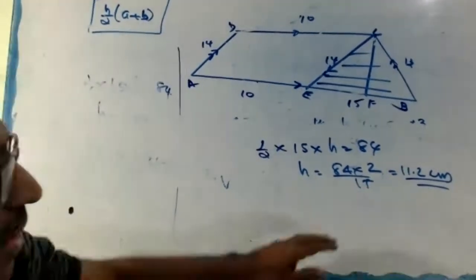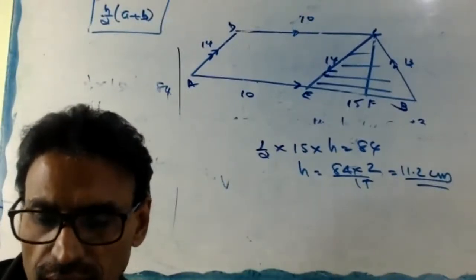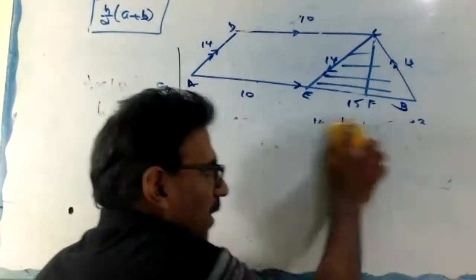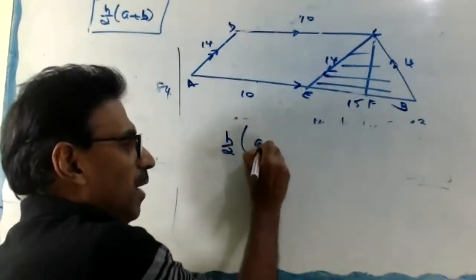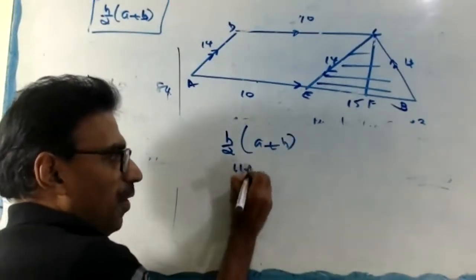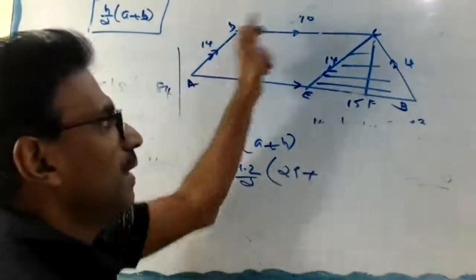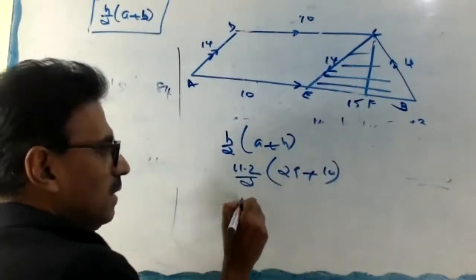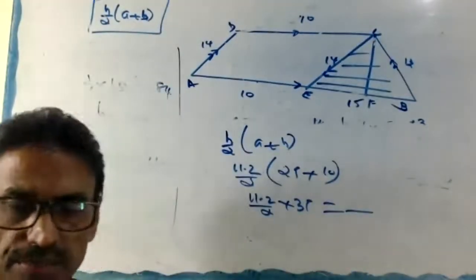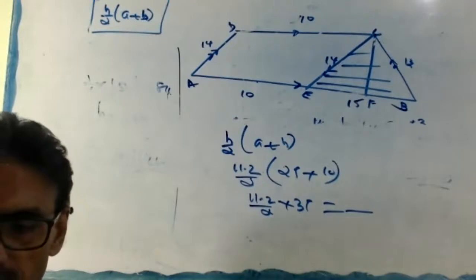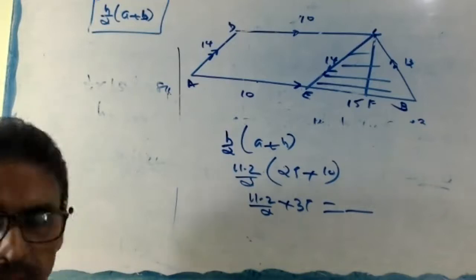Look here. Now we got the height. Our aim is to find the area of the trapezium. Area of a trapezium is h by 2 into (a plus b). h we got 11.2, by 2, into a is 25, b is 10. So that is 11.2 by 2 into 35. You calculate this one.